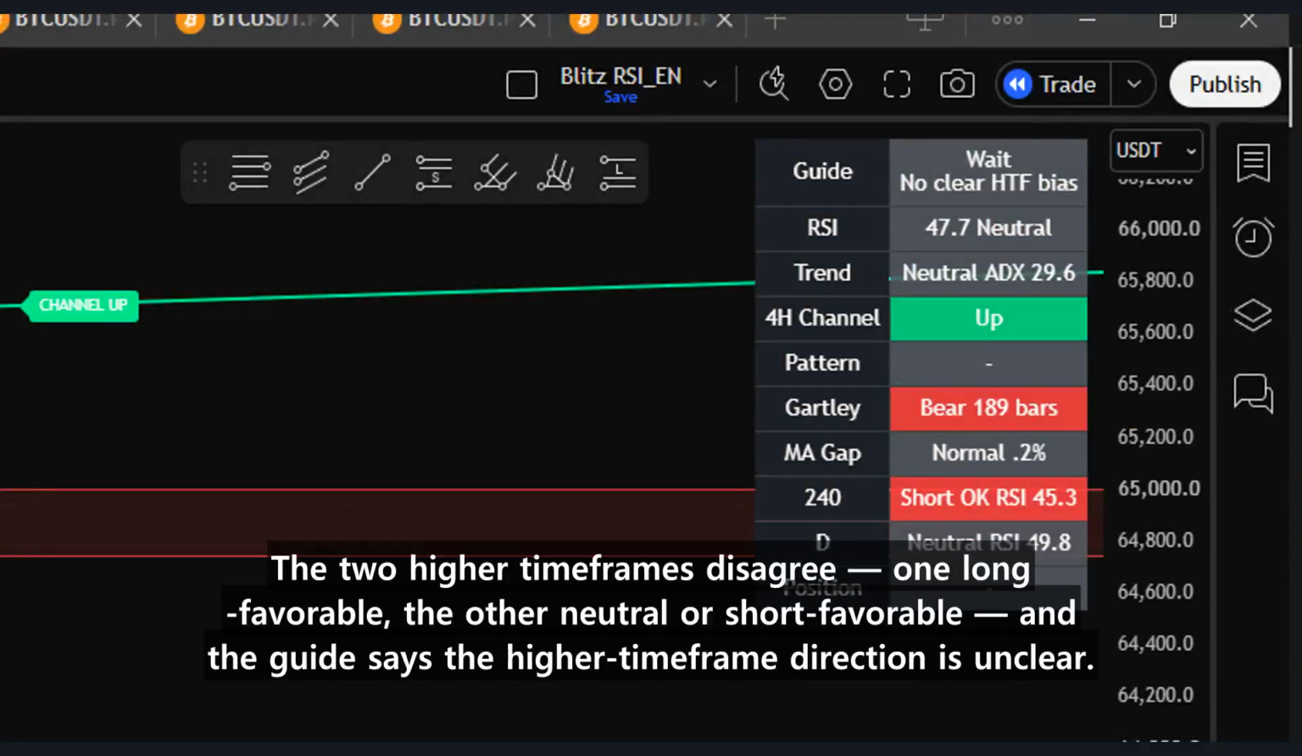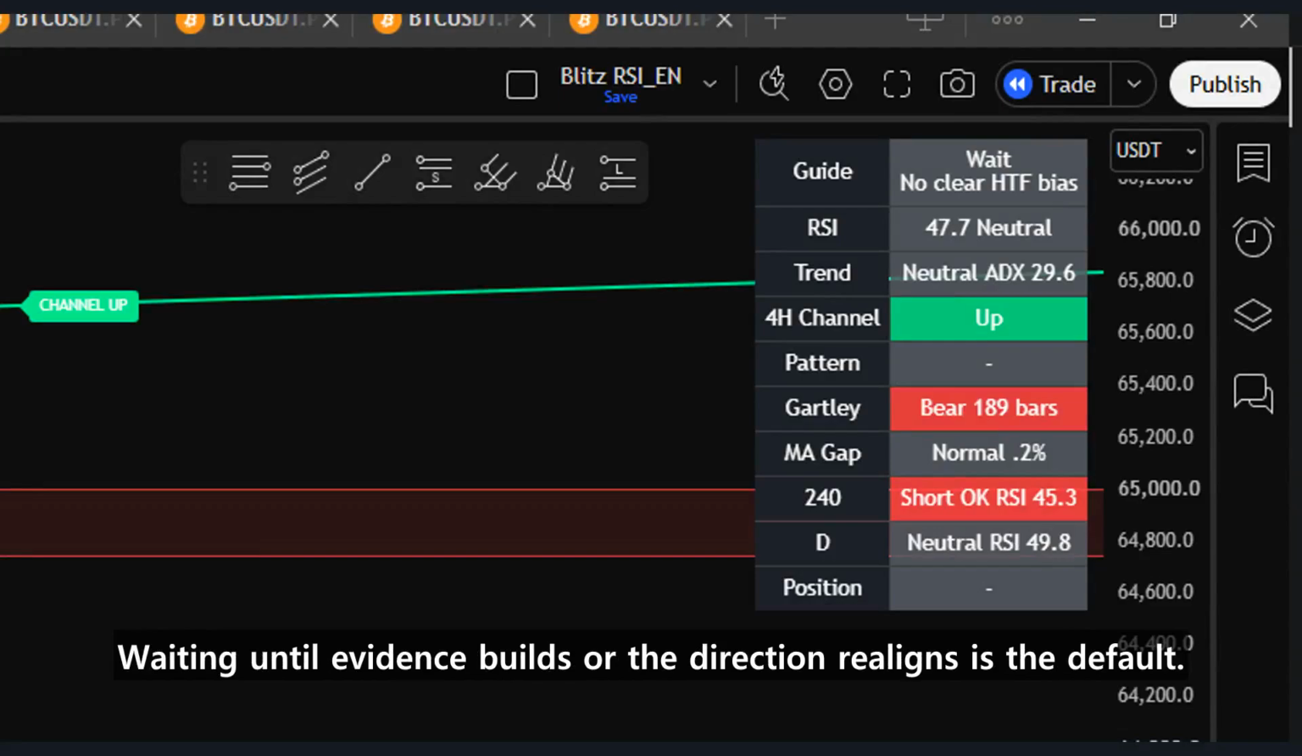Case 2. The 2 higher time frames disagree, one long favorable, the other neutral or short favorable, and the guide says the higher time frame direction is unclear. Waiting until evidence builds or the direction realigns is the default.